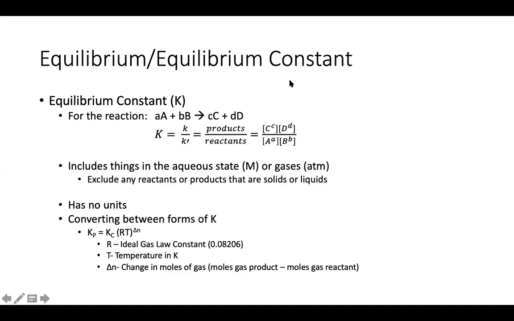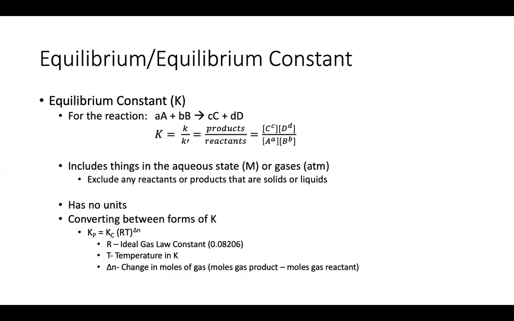What I'd remind you here is that the superscripts in this formula come from your balanced chemical reaction. This was not the case for rate laws, where you have to experimentally determine your superscripts. For the equilibrium constant, it is your coefficients that become your superscripts. We can solve for our equilibrium constant in terms of molarity, so things in the aqueous state dissolved in water, or things that are gases with pressures measured in atmospheres. Any reactant or product that is a solid or liquid will not be accounted for in this equilibrium expression.